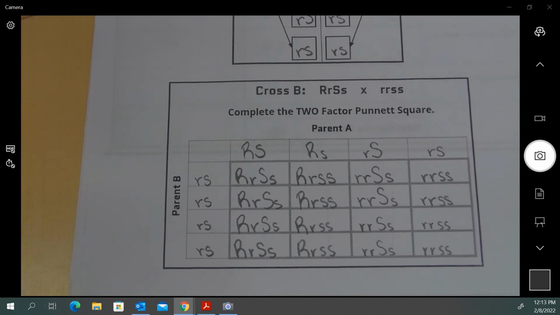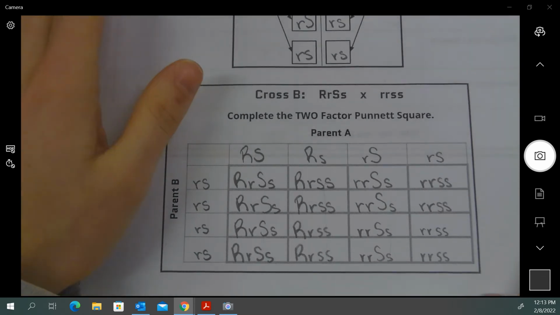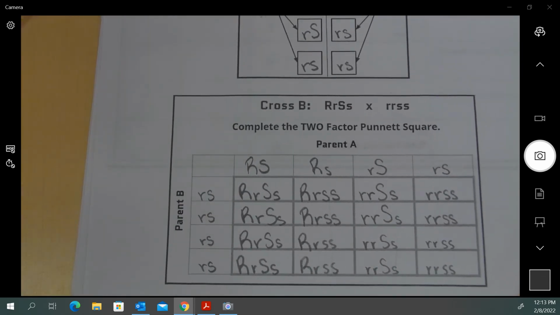This doesn't always happen, but this just happened to work out very nicely for this Punnett square. Now that we've figured out our two-factor Punnett square, the next thing that we're going to do is figure out the phenotype ratios. I like to keep a tally, so you can do tally marks, or you can do a cross-out method. Either of them works. I'll show you guys with the cross-out method how I like to do that, and you can use whatever method works for you.